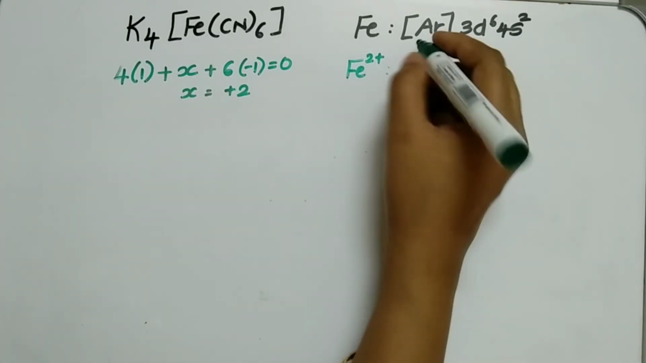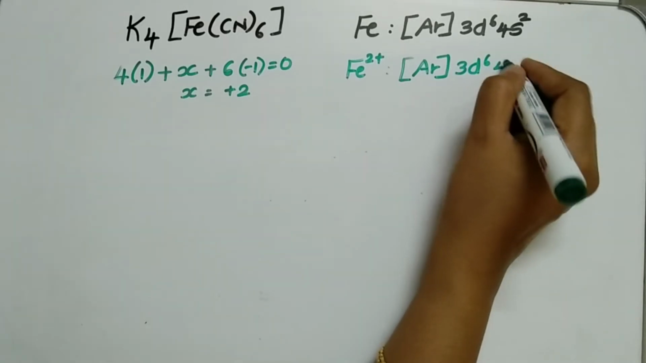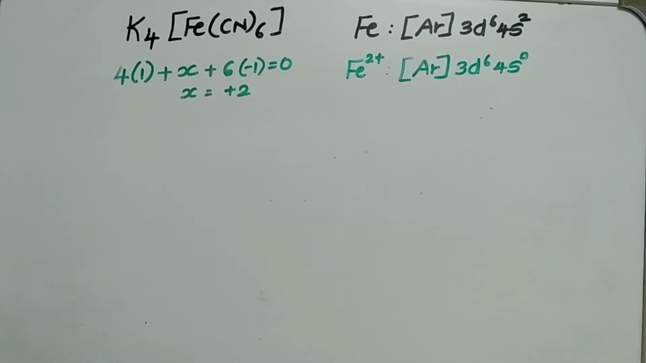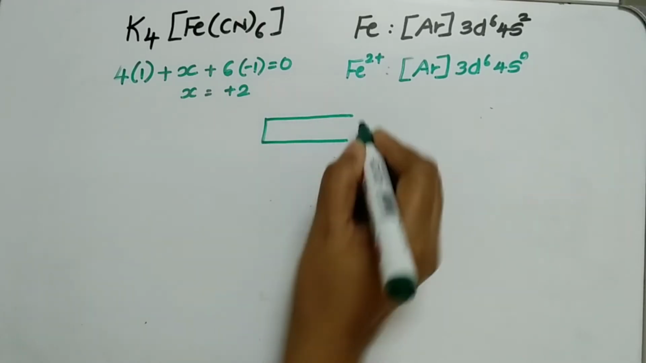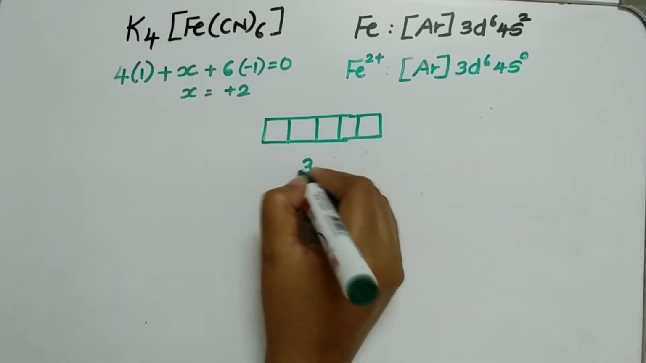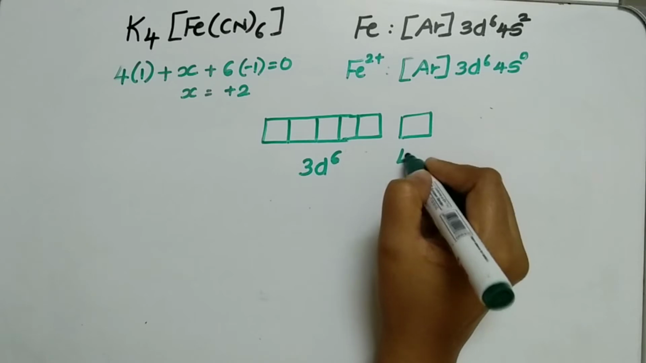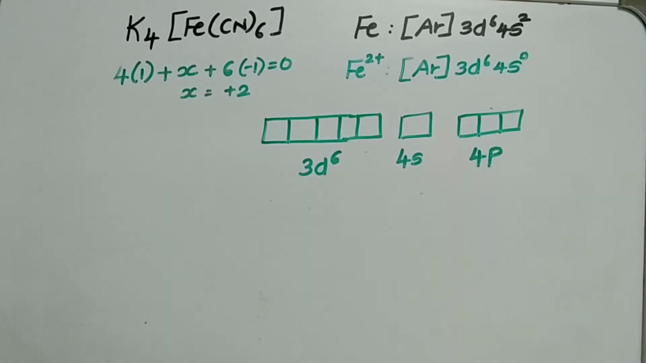So, now write the configuration for Fe2+, it becomes 3d6 4s0. 2+ means you have to remove 2 electrons. So, now the configuration becomes 3d6 4s0, right? Okay. Now, we will draw this 3d6. d means how many orbitals? 5 orbitals, correct? So, 3d6 and 4s0, but still we will draw it. This is 4s and this will be 4p. 3d, 4s, 4p, right?